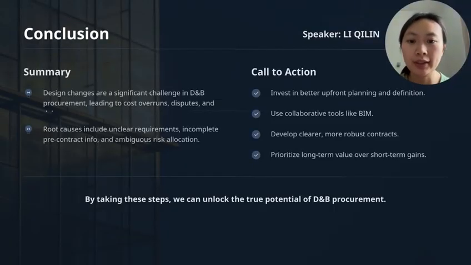In conclusion, design and build procurement does not eliminate design change risk. Instead, it redistributes that risk. Effective outcomes therefore rely on strong governance, disciplined change control, and better early-stage definition, rather than on procurement type alone.